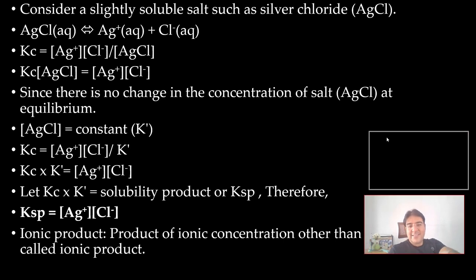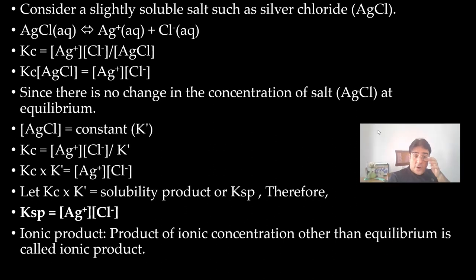You can say Ksp is defined as the product of ionic concentration between the ions when equilibrium is achieved between dissolved ions and undissolved salt in the solid phase. This is the definition of Ksp. And Ksp is based on basically solutions and solubilities.